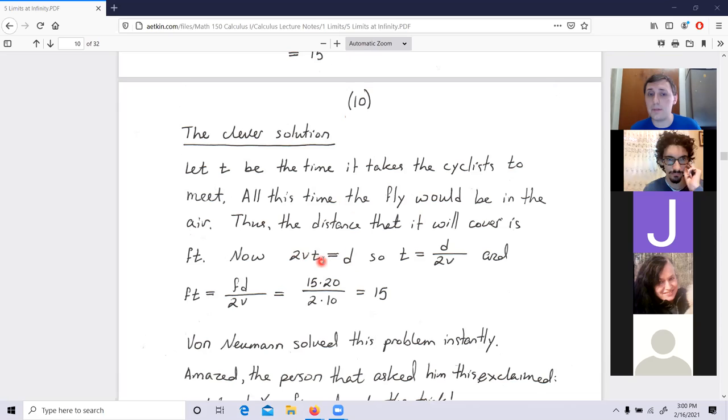So the time the fly is in the air is the distance divided by 2 times the velocity. Then the distance of the fly is f, the speed of the fly, times the time the fly is in the air. It's the time multiplied by the speed here. So f d over 2v, and you get this 15.